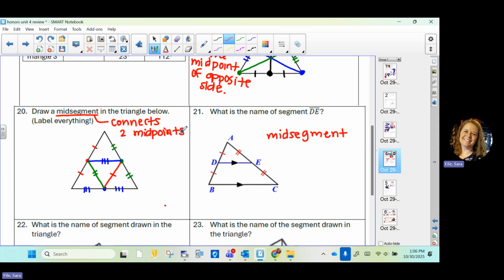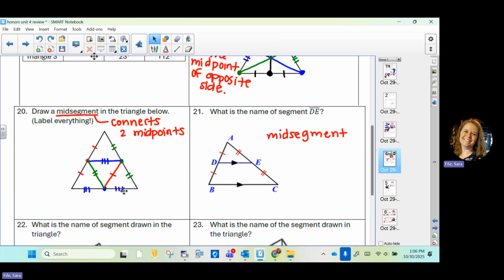Now, again, I wrote in mine, I did all three. You only had to draw one of these. But to draw a mid-segment, you need two midpoints. So you had to label at least two of these midpoints, either the red and the green, or the red and the blue, or the blue and the green. It doesn't matter. Okay, and then the mid-segment runs parallel to the side that it doesn't intersect.